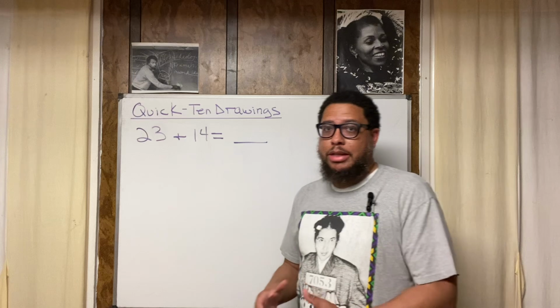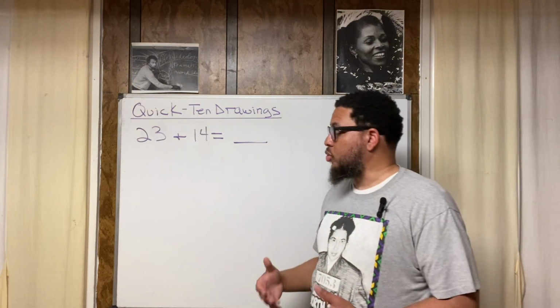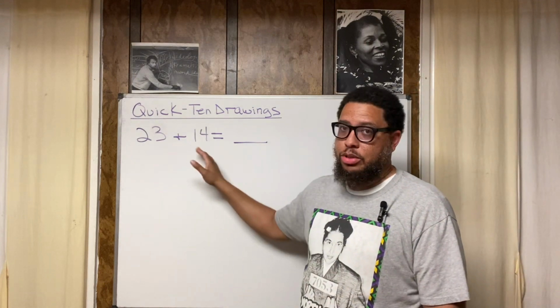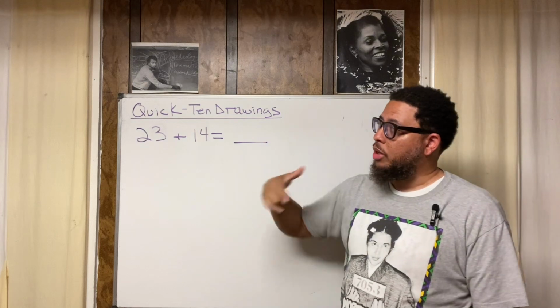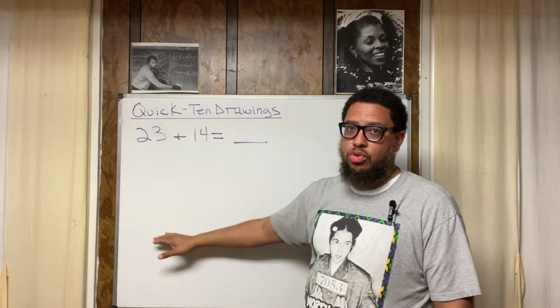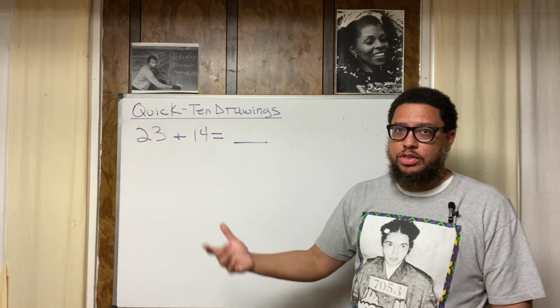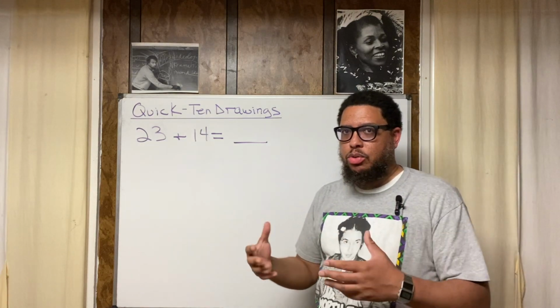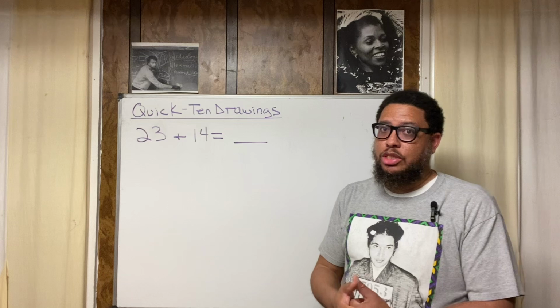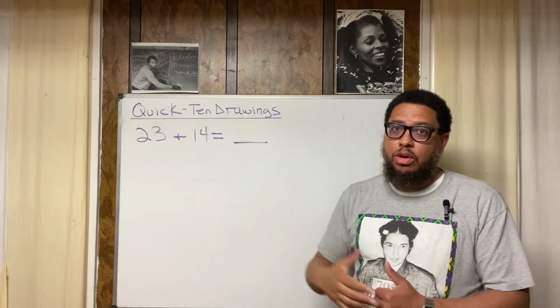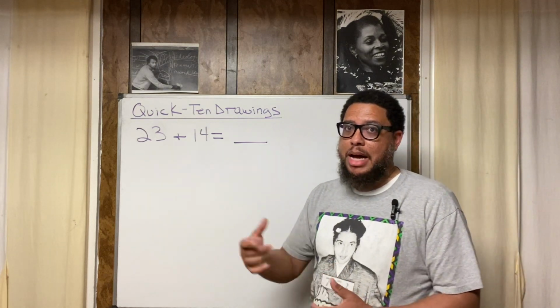What are we doing? We're about to do a quick 10 drawing. Use quick 10 drawings to add these two-digit numbers, 23 and 14. We're going to represent 23 as a drawing with symbols, and represent 14 as a drawing with symbols. And then we're going to combine those symbols. This also prepares us for something that your child will encounter in algebra, which is combining like terms.